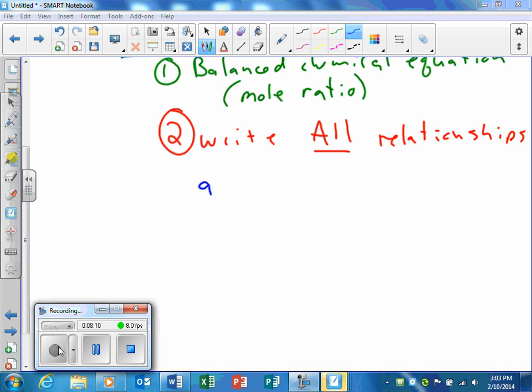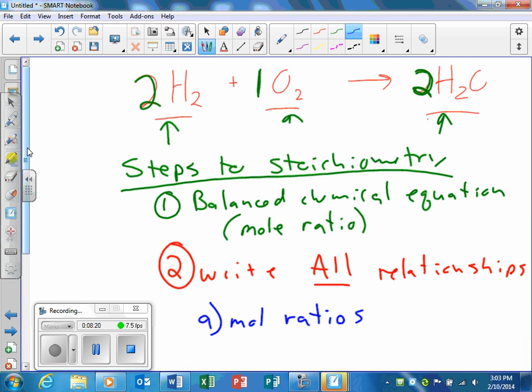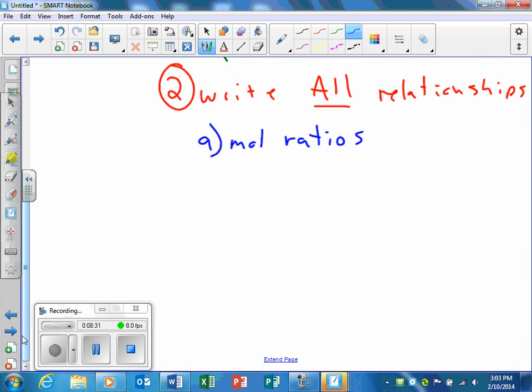First relationship, mole ratios. The first one I see is 2 to 1, hydrogen to oxygen. So I'm going to put that: 2 moles of H2 to 1 mole of O2.